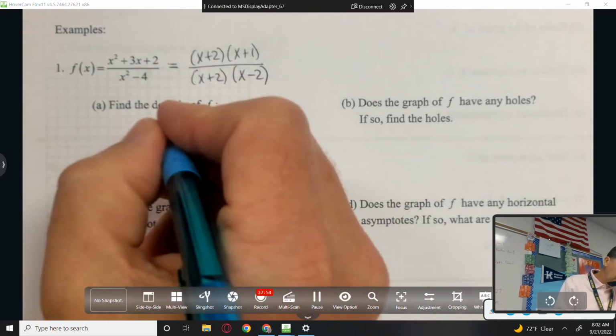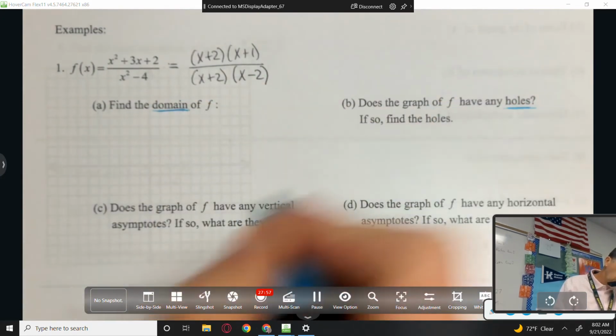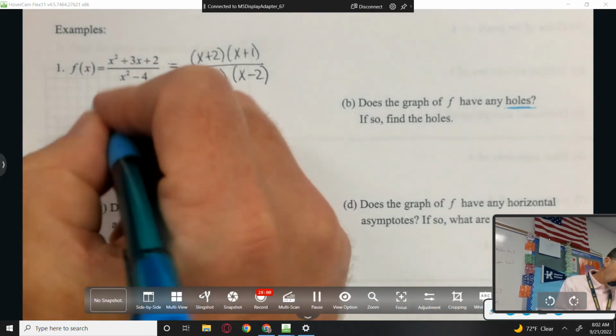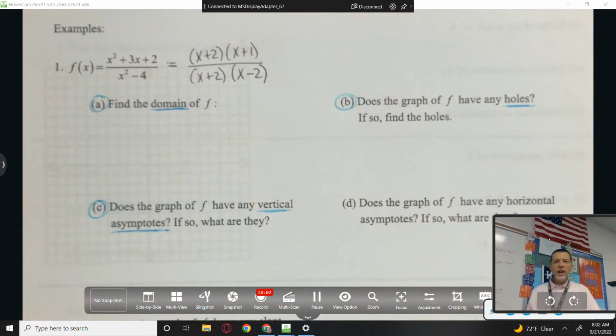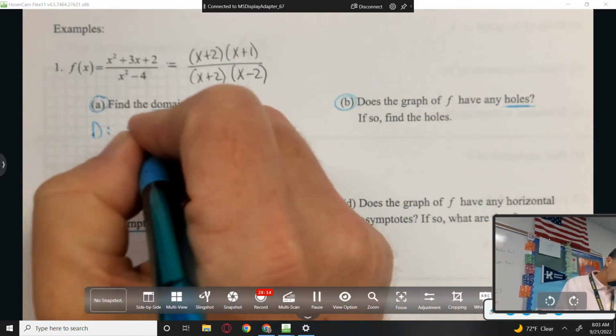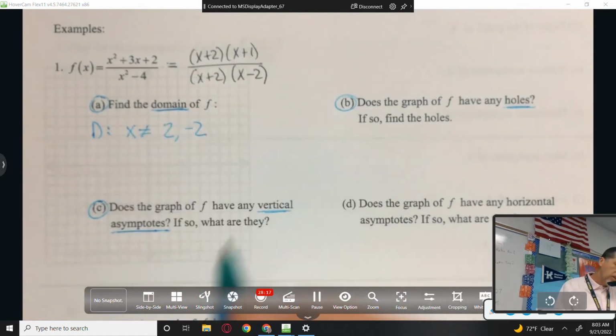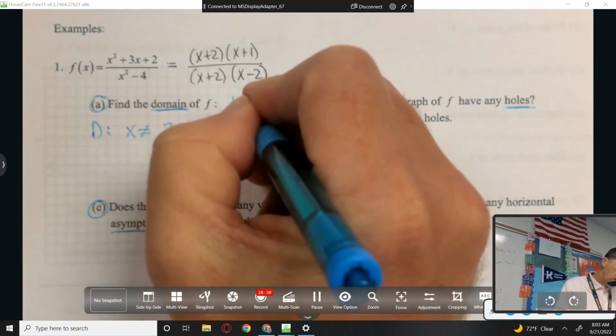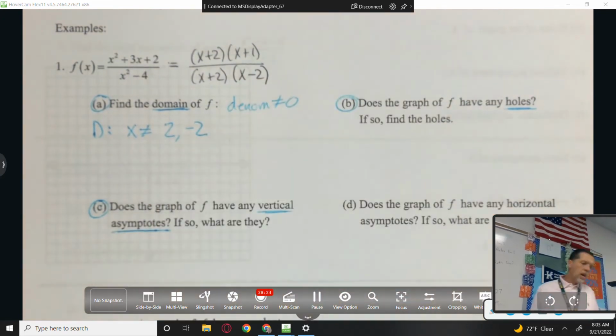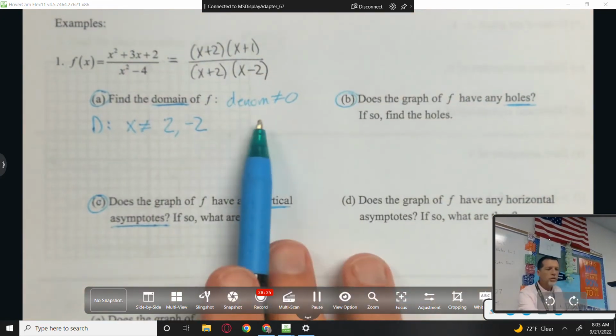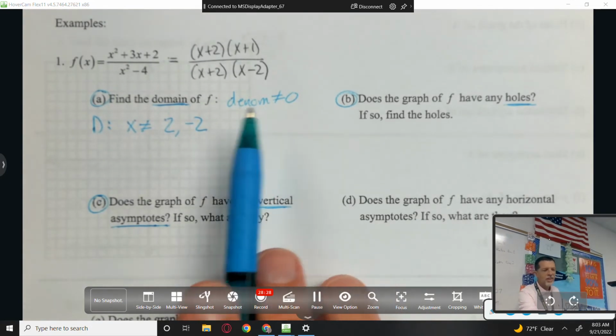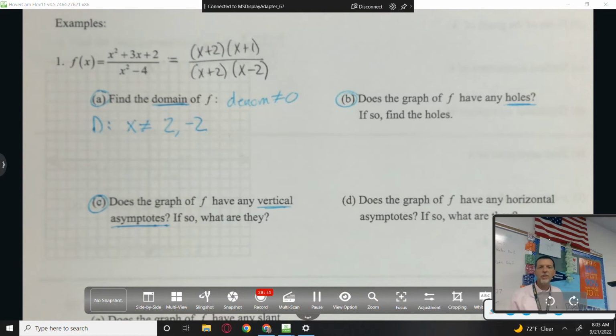I kind of don't like how this is laid out because I wish the first 3 were grouped together. A, B, and C. Domain, holes, vertical asymptotes, because that all goes together. So how about the domain? What can't x be? Yep, x can't be 2 or negative 2. Sort of redo the notes in abbreviated form on this. So for that, we're just looking for what makes the denominator 0. So x can't be 2 or negative 2.